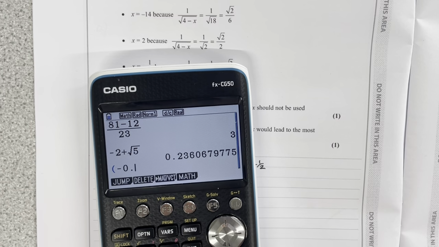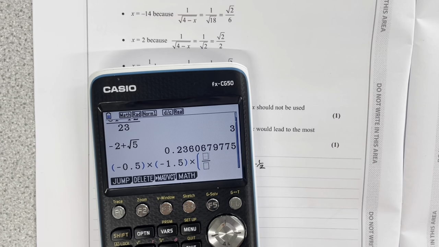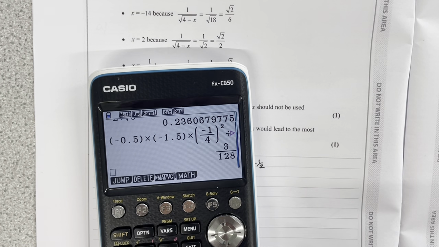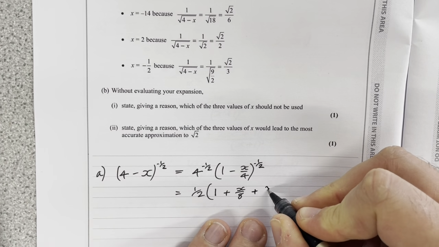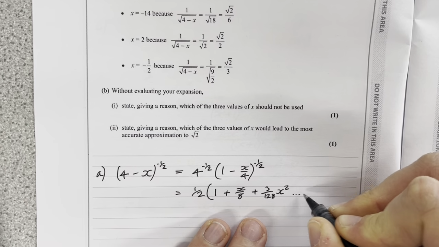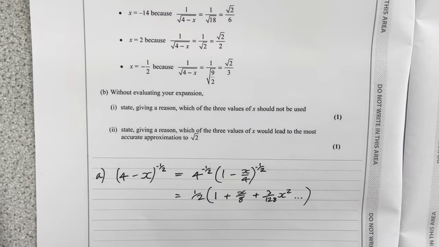N is negative 1/2, times n minus 1, which is negative 1.5, times x squared, which is obviously x over 4, but we will just put 1 over 4 squared. Then we need to divide that by 2, because it's over 2 factorial. That gives us 3 over 128. So that's plus 3 over 128 x squared, and they're all positives. That's the first 3 terms. It would carry on indefinitely, but it only wants the first 3 terms.